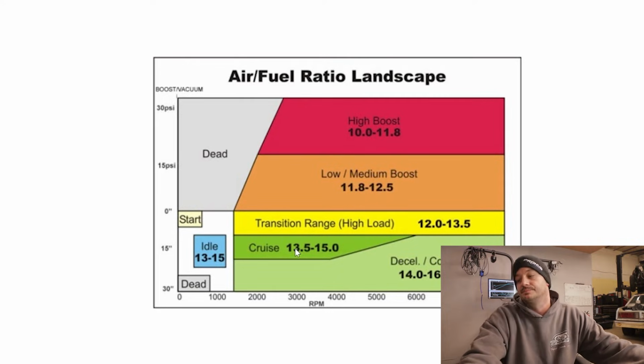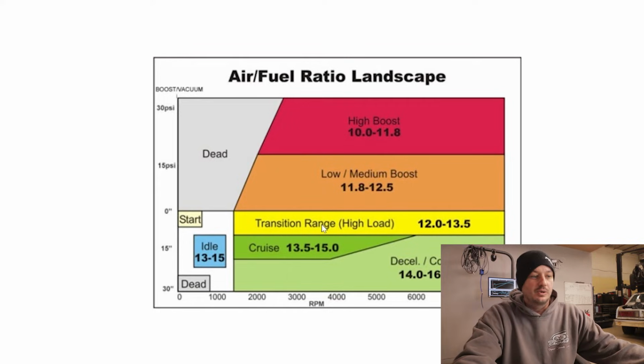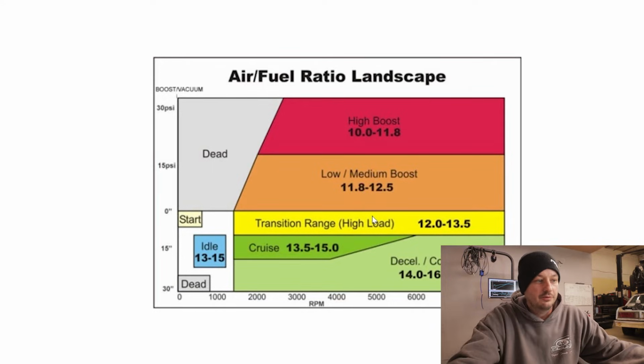So if you just want to make your life easy, pick a number and be done with it, just run right at Stoich here. This transition range is another one where you can play around a little bit. Especially on a big turbo car that's real lazy down low, you see a lot of guys over-fuel them down here and make them even lazier. The cars don't really make any power in this range, so you can run it more with the naturally aspirated air-fuel ratio as opposed to the super fat turbo car air-fuel ratio.